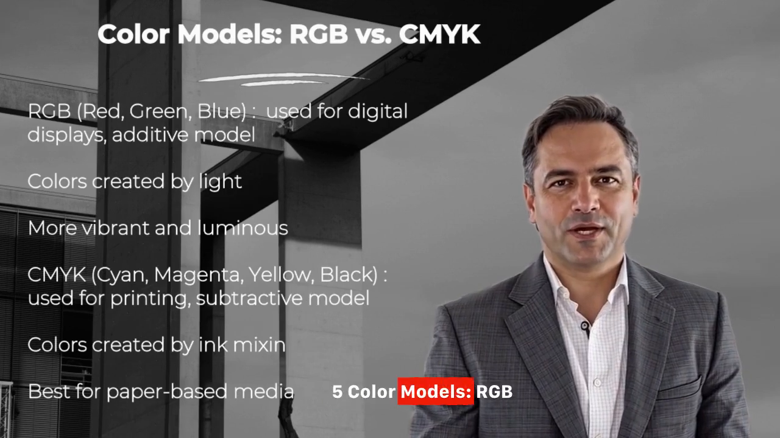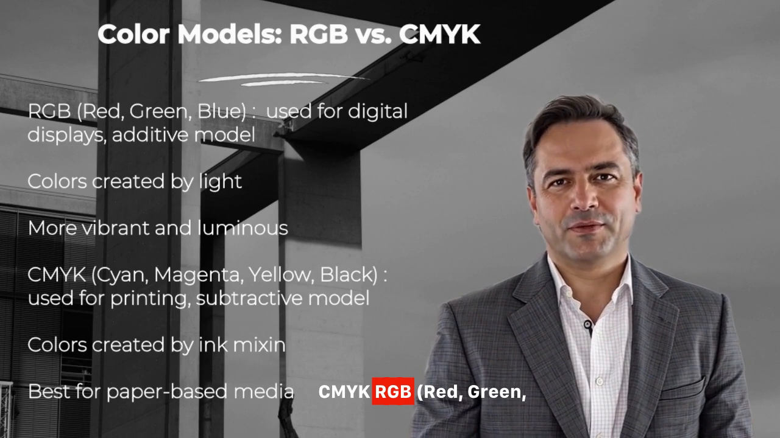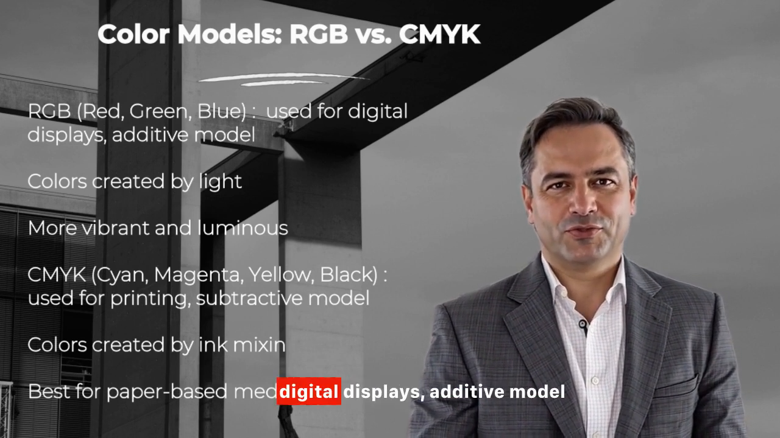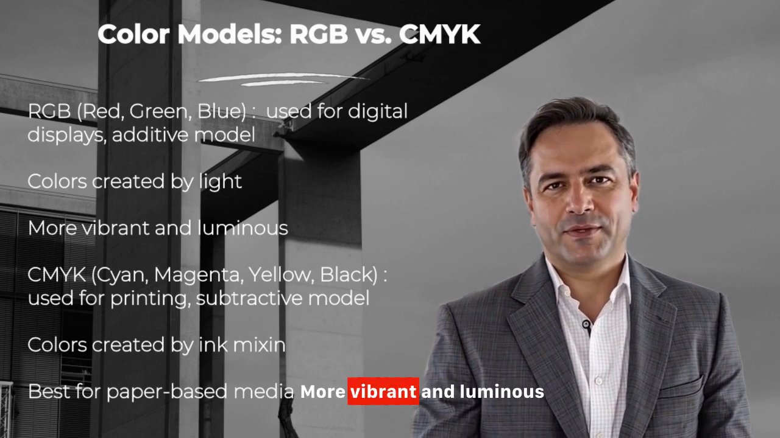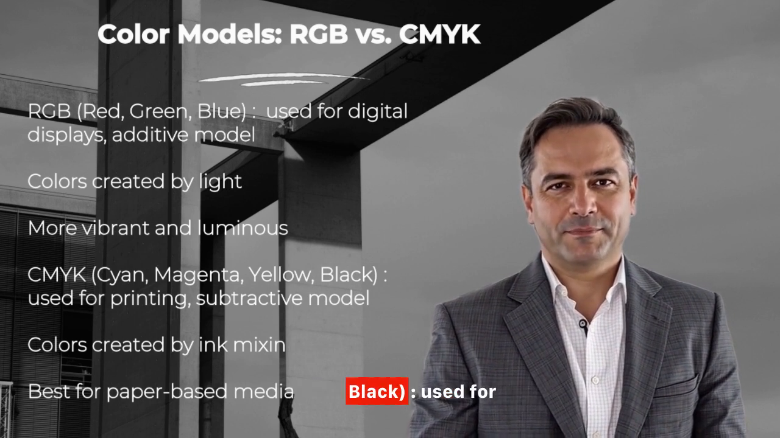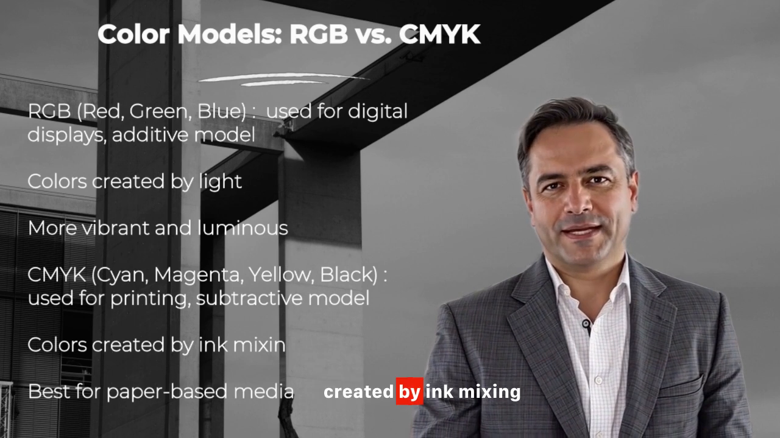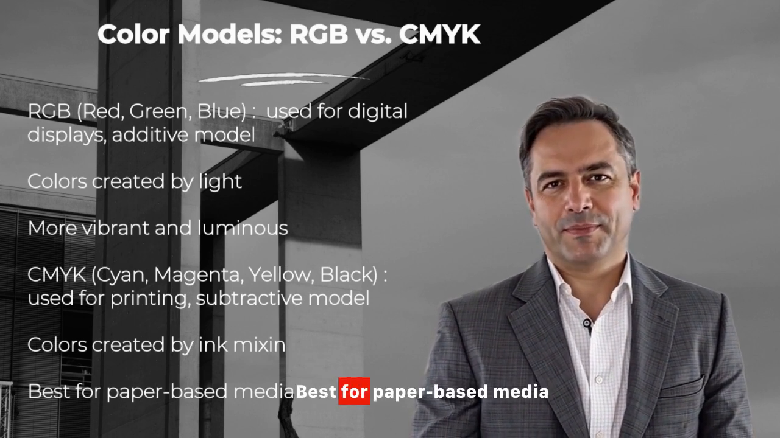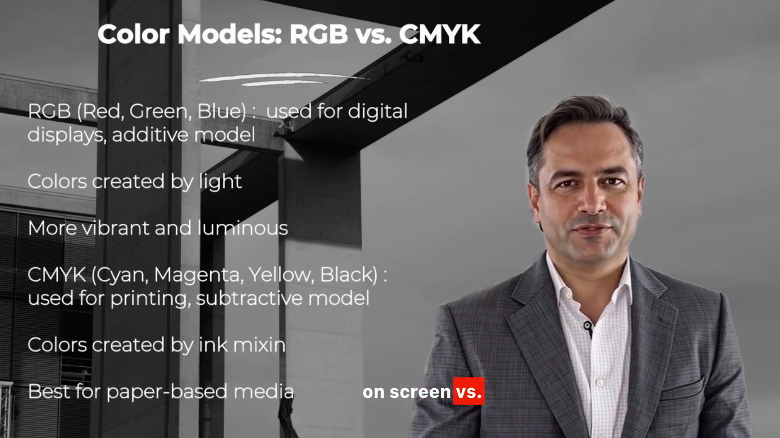5. Color models: RGB versus CMYK. RGB, red, green, blue, used for digital displays. Additive model, colors created by light, more vibrant and luminous. CMYK, cyan, magenta, yellow, black, used for printing. Subtractive model, colors created by ink mixing, best for paper-based media. Why colors look different on screen versus in print.